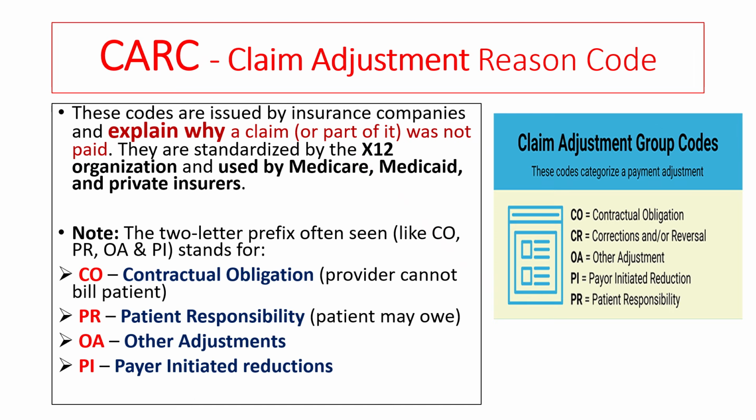So simply, CARC codes explain why insurance is not giving the payment to the doctors. Now we will discuss what those codes are in the next slide. Before that, we have to understand that if CO is there, it is related to the provider. If PR is there, it is related to the patient. If OA is there, we can do adjustment on these claims. If PI is there, it is also approximately related to CO. It is related to the insurance and doctors, but not patients.